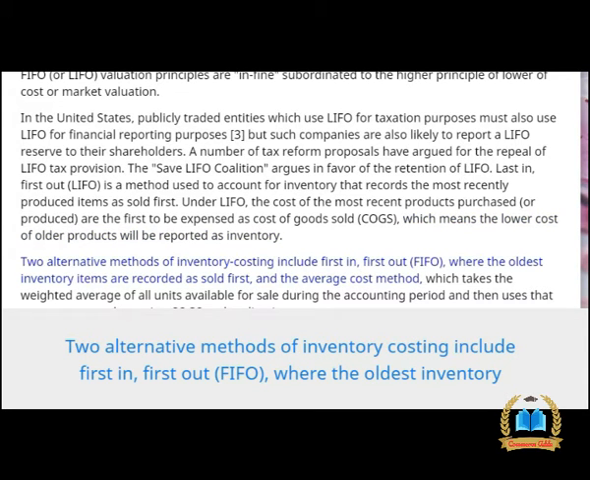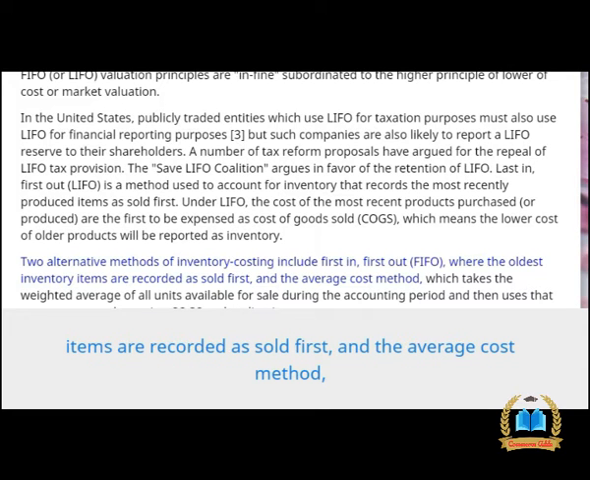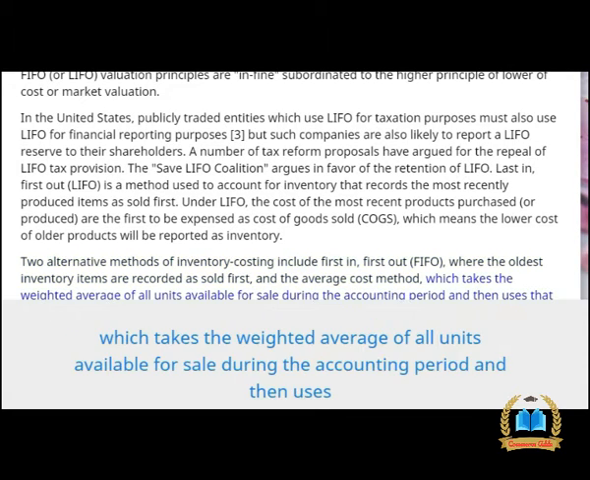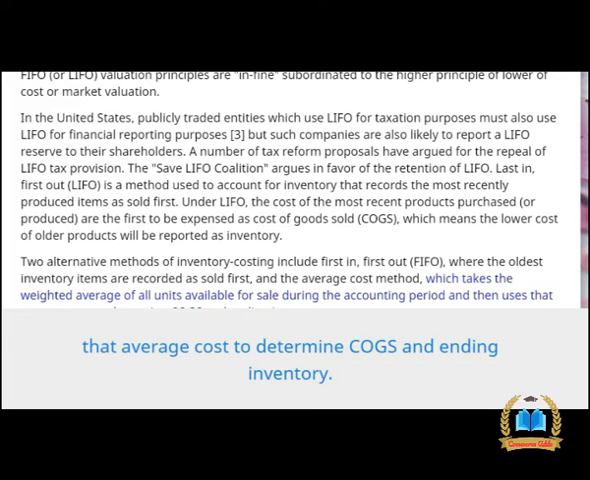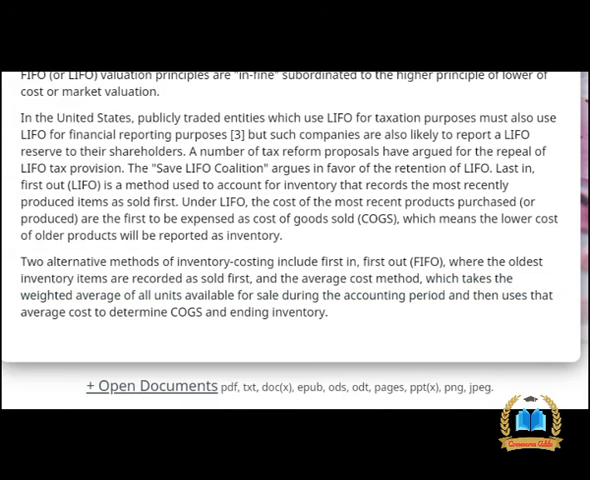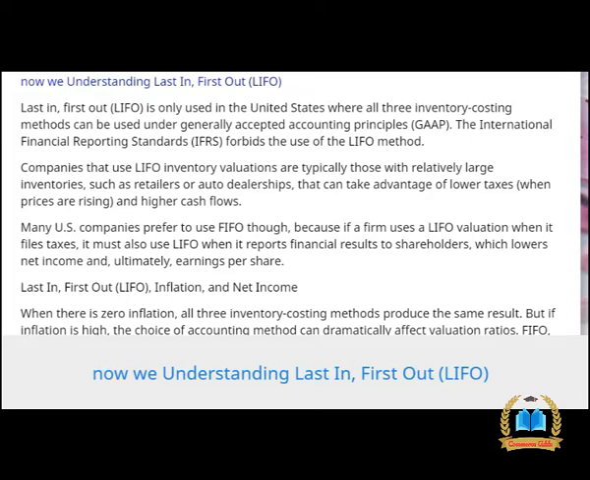Two alternative methods of inventory costing include first in, first out, FIFO, where the oldest inventory items are recorded as sold first, and the average cost method, which takes the weighted average of all units available for sale during the accounting period and then uses that average cost to determine COGS and ending inventory. Now we understand last in, first out, LIFO.